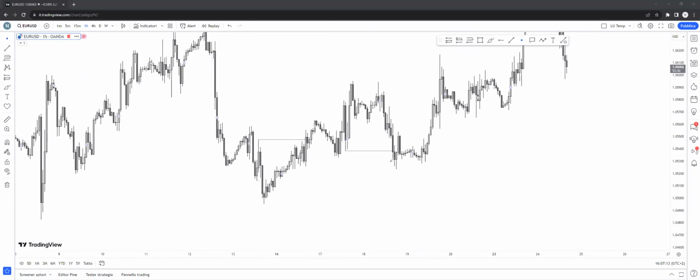You can actually take some longs down there. Then we broke structure, and now you see how everything is so clear. We can take longs all down here until our QM forms. But what's the logic behind QMs?